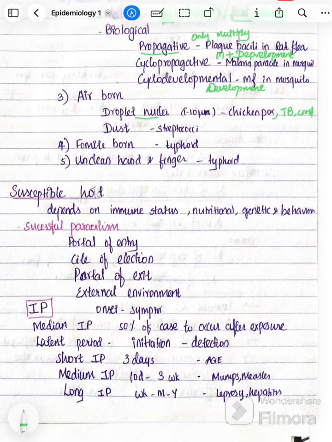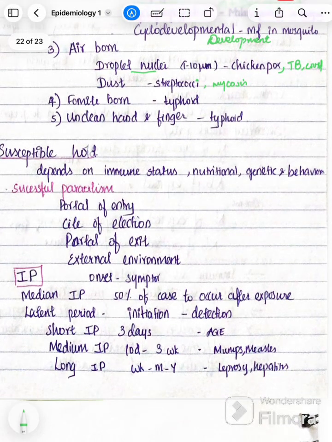And dust. Some of the big droplets settle down on the ground and become part of the dust, and when we sweep the floor, they get activated until they again come in contact with us. Streptococci and some fungal skin infections. And fomite-borne are inanimate objects except food and water. Example, cloth, book, spoon and all. Unclean hands and fingers.